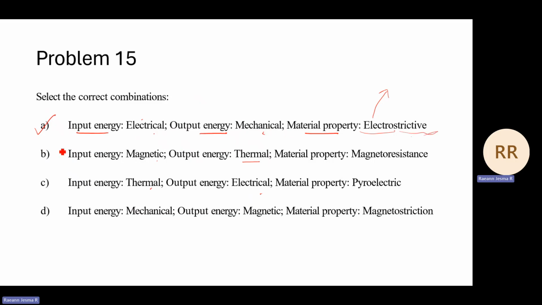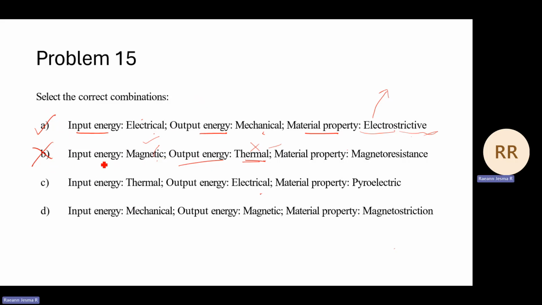Now if we look at option B, the input energy is magnetic and the output energy is thermal. In magnetoresistance, what actually happens is that when we apply some sort of magnetic field to a material, there will be some change in the resistance of the material. That type of property is called magnetoresistance. But here our input energy is given as magnetic, okay, that is correct. But the output energy is thermal, so that is wrong. The output energy is a change in resistance, which we can say is an electrical property. So this is wrong.